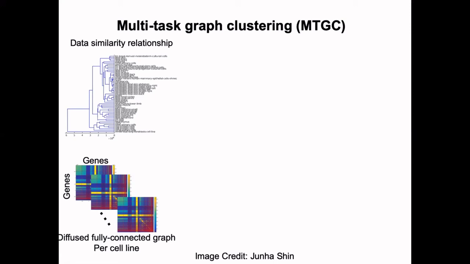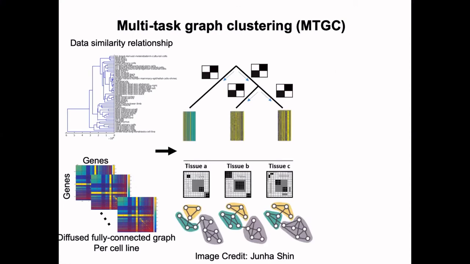So essentially, we start out with a data similarity relationship. In our case, we used H3K4me3 at the promoters of genes, and then did a hierarchical clustering for the 55 cell lines. And then, as I mentioned, we have an edge weight adjacency matrix for each of the 55 cell lines. And so we'll do multitask graph clustering, or multitask spectral clustering.